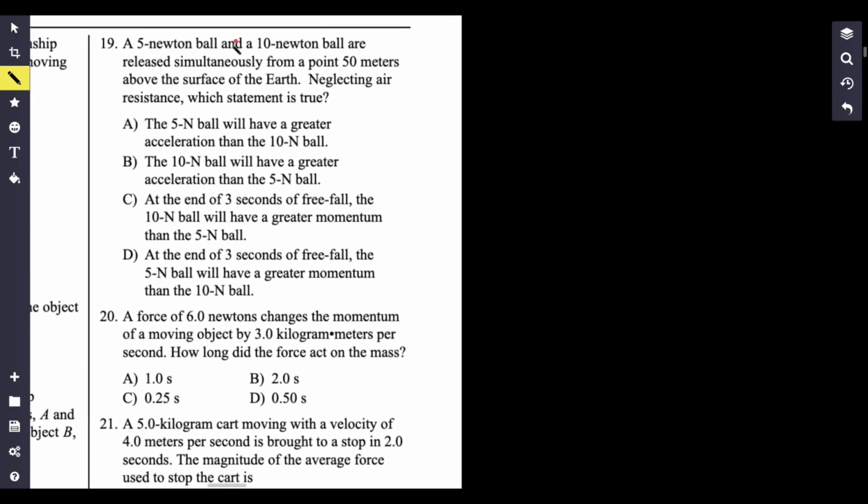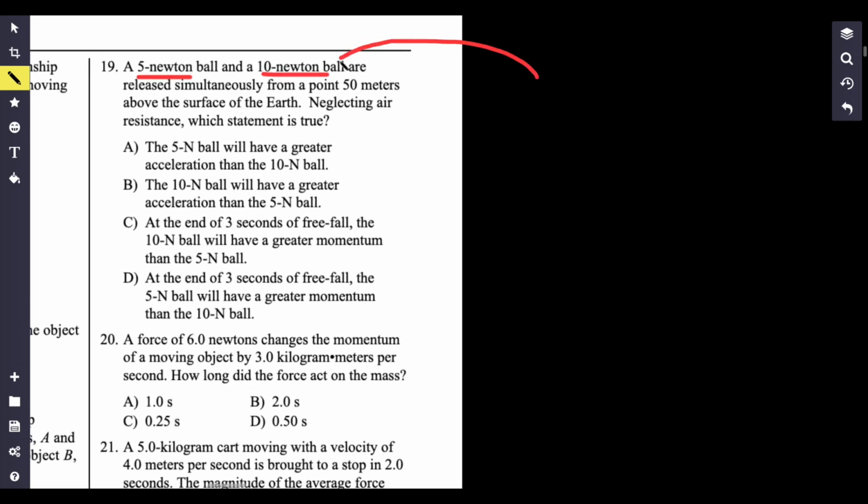Okay, so a 5 Newton ball and a 10 Newton ball are released simultaneously. In case you're wondering why they describe the ball in newtons, it's because that represents the weight of the object, which is just the mass times the acceleration due to gravity. So that is what they mean by newtons. That's the weight of the object.